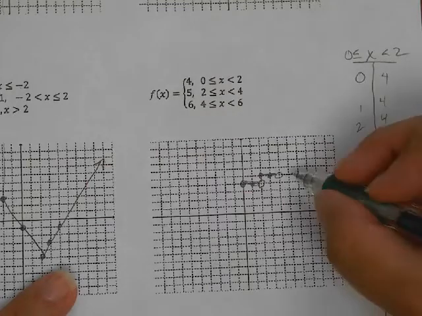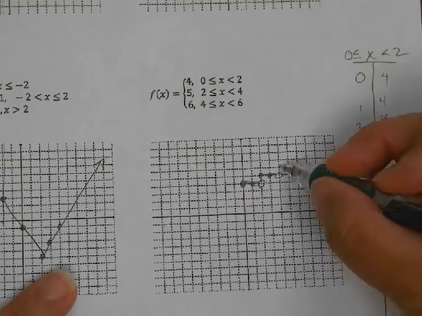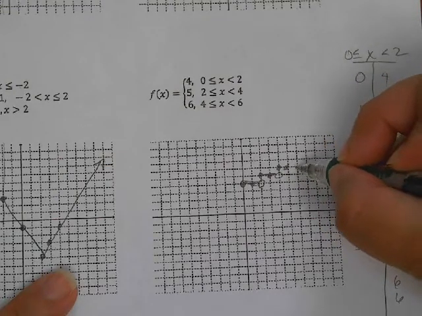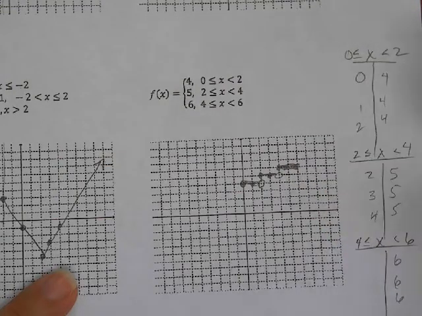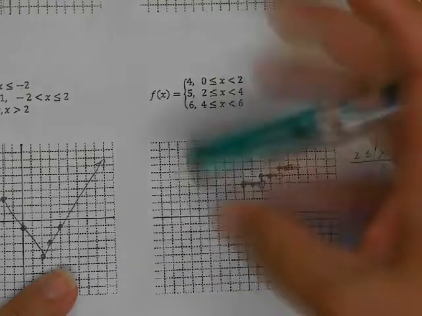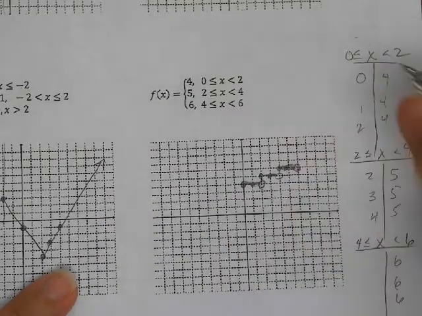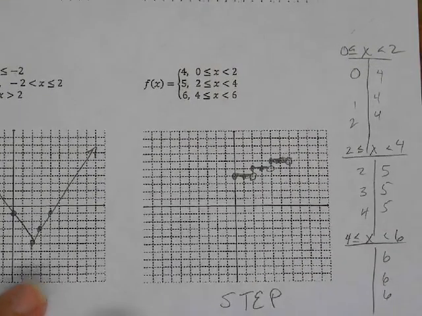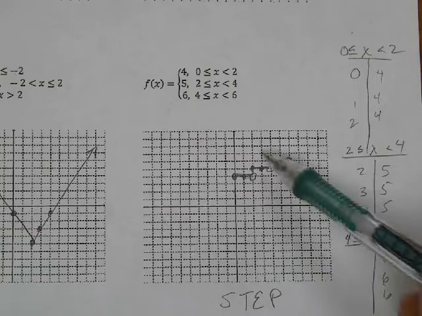The last one goes between 4 and 6. That'd be closed circle, closed circle, closed circle. Actually, this last one is an open circle. So this one is called a step function. And you can see why it would be called a step function. It looks like you're going up steps.